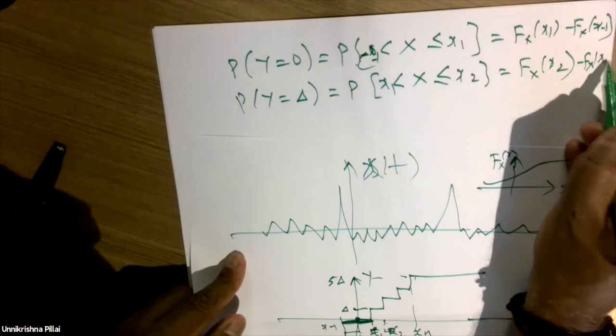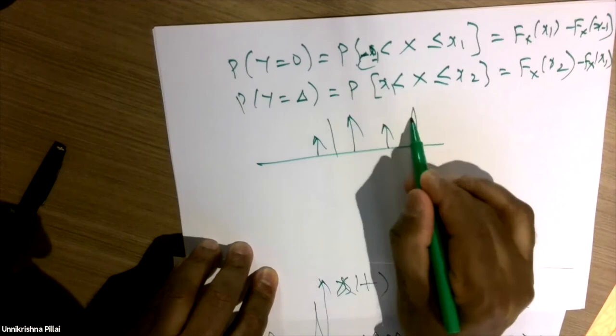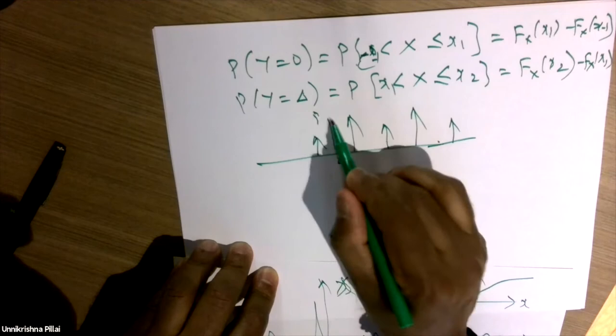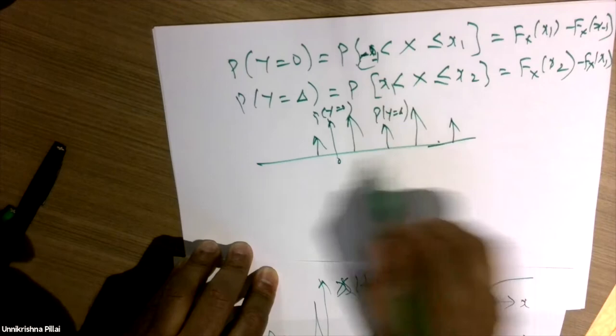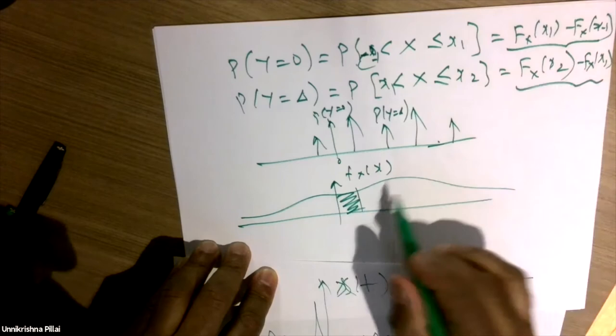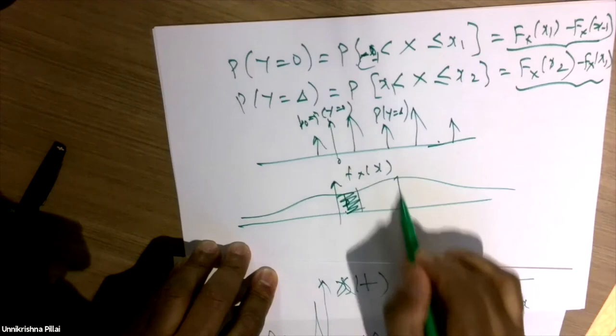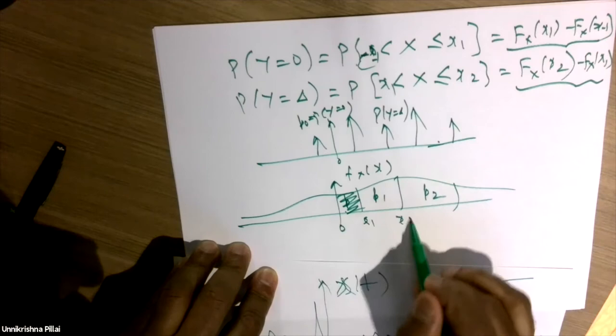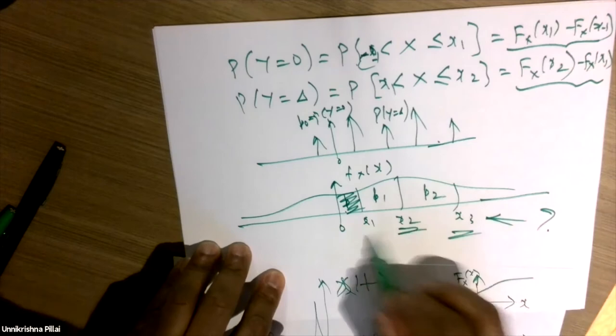So fy of y will look like this. So this is probability of y equal to 0. This is probability of y equal to delta, etc. And if you are given the density function of x, you can physically see that this probability is this area. If I call this P0, this is P0, this is P1, this is P2, because this is 0, x1, x2, x3, etc. So the question is, the free variables are, where should you pick this x1, x2, etc.? This is a quantization problem.